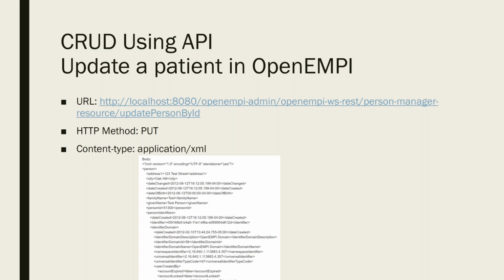So going back here, the HTTP method to use is PUT. The content type is an XML body. So here, we can actually just insert this data, the URL, the method type, the content type in a third party tool like Postman again. So we can use Postman to test our API, to see if we can actually communicate with the OpenEMPI using the API.